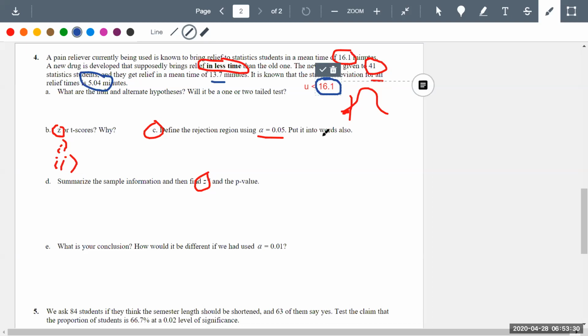So my z star will be my data, 13.7, minus the supposed middle, 16.1, divided by the new standard deviation I get, 5.04 divided by the square root of 41. Right, so that's the Z star. And then whatever my Z star is, the p-value is just the area in the tail it makes. In this case, since my Z star is negative, when I look it up, I'm going to get the p-value directly. I don't have to do 1 minus, because it tells me the area below.